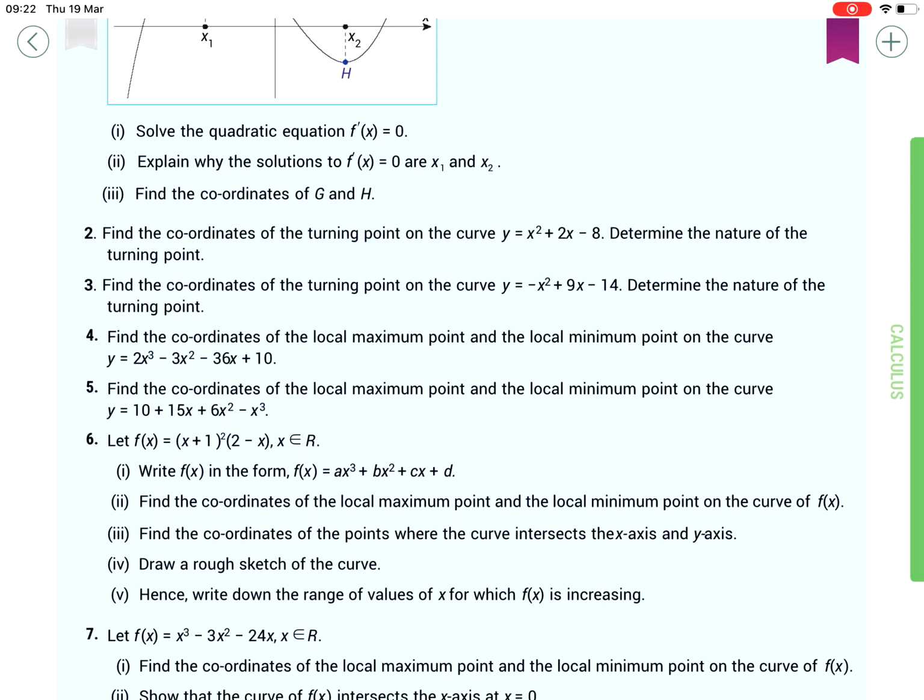So what it says, find the coordinates of the local max and local min point on the curve. So this is exactly the same as what is being asked in question 2, essentially. But you can see the difference, okay? In question 2, it asks for the coordinates of the turning point, meaning that there's only one. In question 5, it asks for the coordinates of the local maximum and the local minimum. So I know that I'm getting 2 points now in this case.